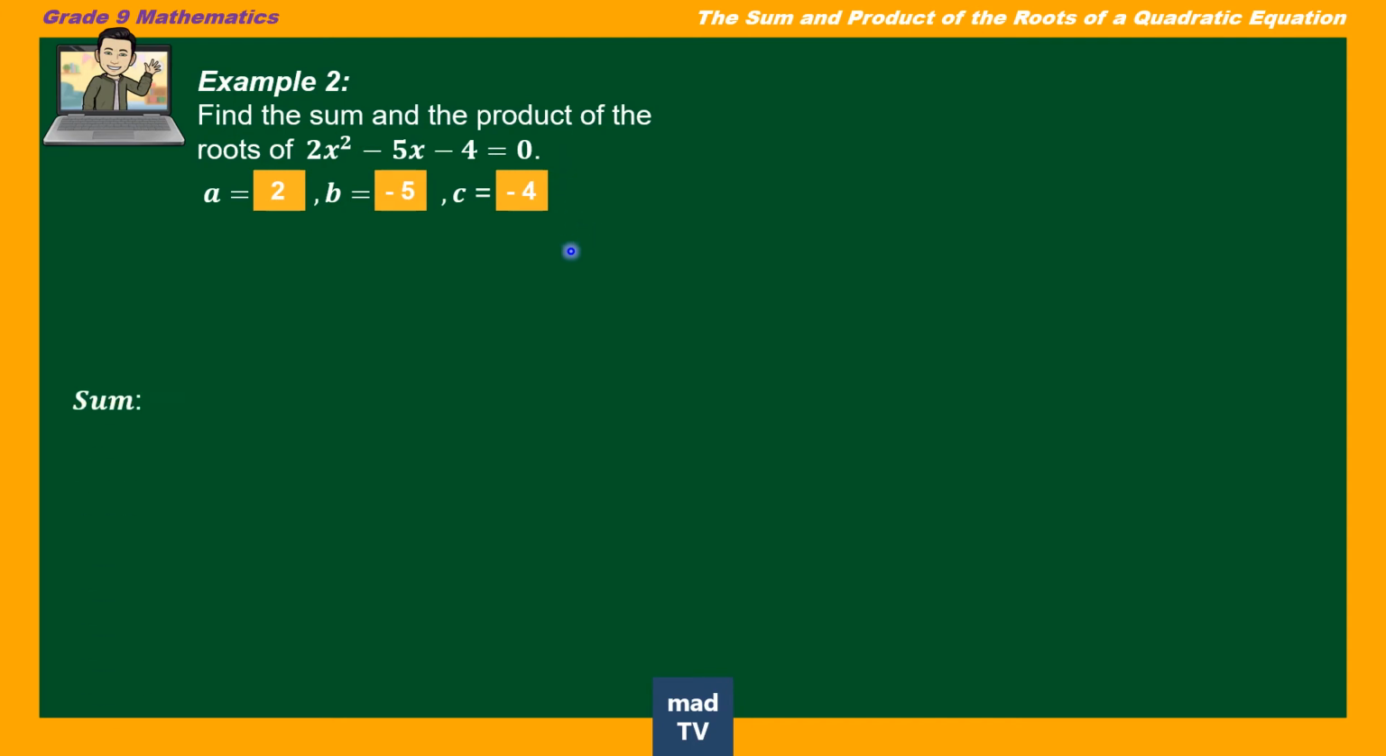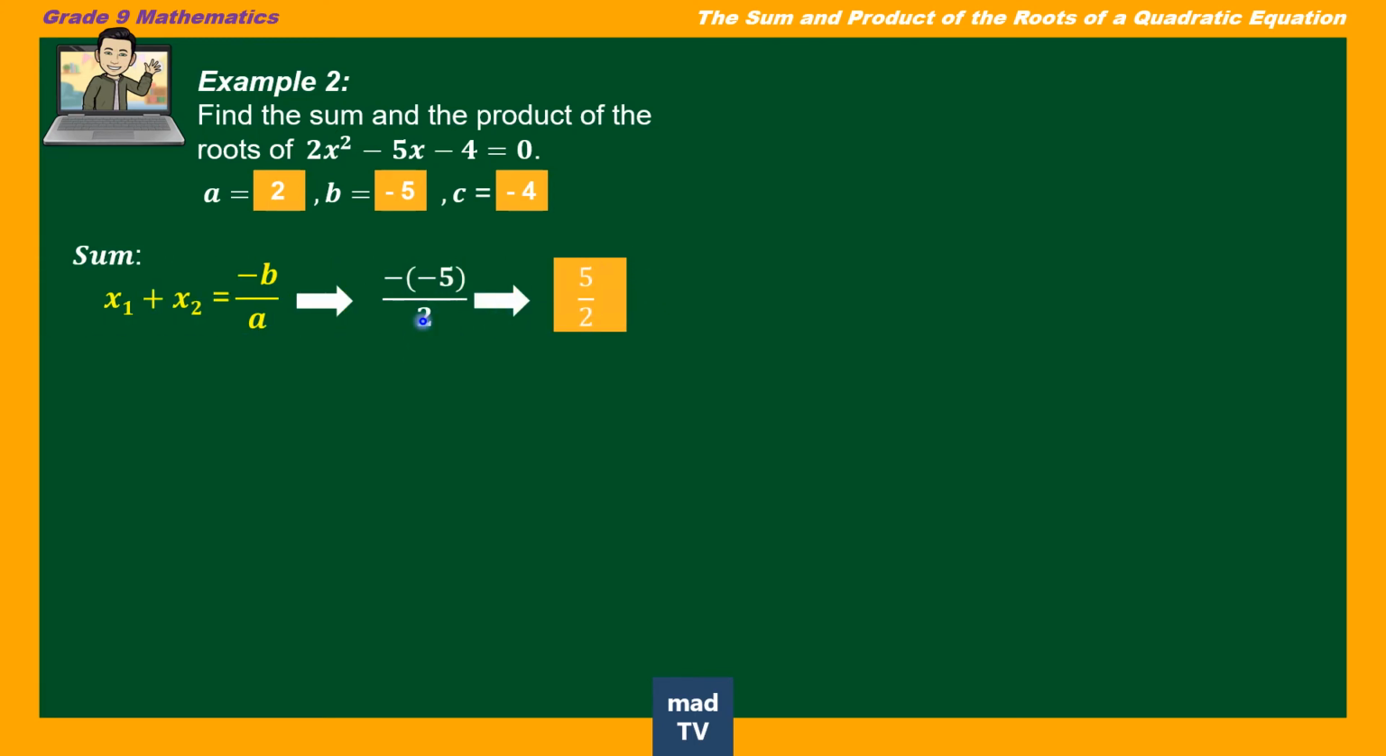Okay, so using the formula, sum is negative b divided by a. So negative, substitute natin yung negative 5. So this is negative sa my formula, then sa negative 5. So what is negative times negative 5? That is positive 5 all over 2. Sinubstitute pala natin yung 2 dito as the value of a. So the sum is 5 halves. Okay? Sana nakuha natin to.